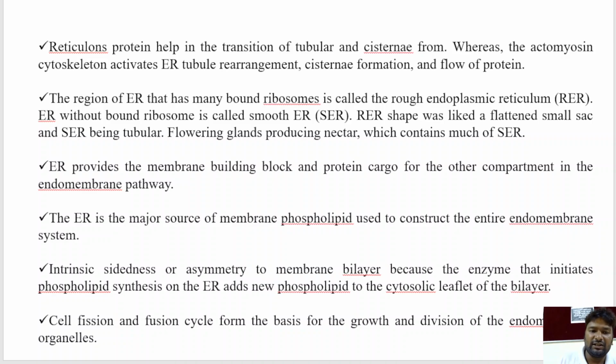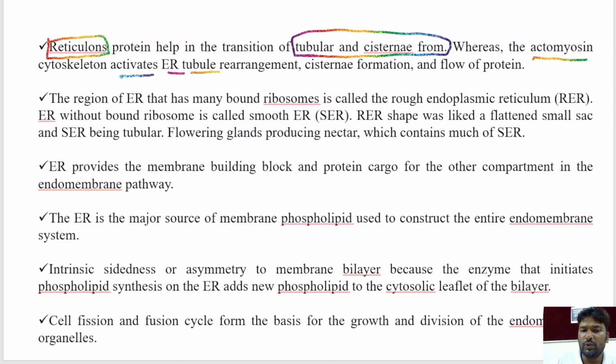And there is one protein that is called reticulones. This protein helps in the transition of tubular and cisternae form, whereas the actomyosin cytoskeleton activates endoplasmic reticulum tubules rearrangement, cisternae formation, and the flow of protein. So this reticulon protein helps in the transition of tubules and cisternae forms, and actomyosin helps in the tubules rearrangements and cisternae formation and flow of protein.